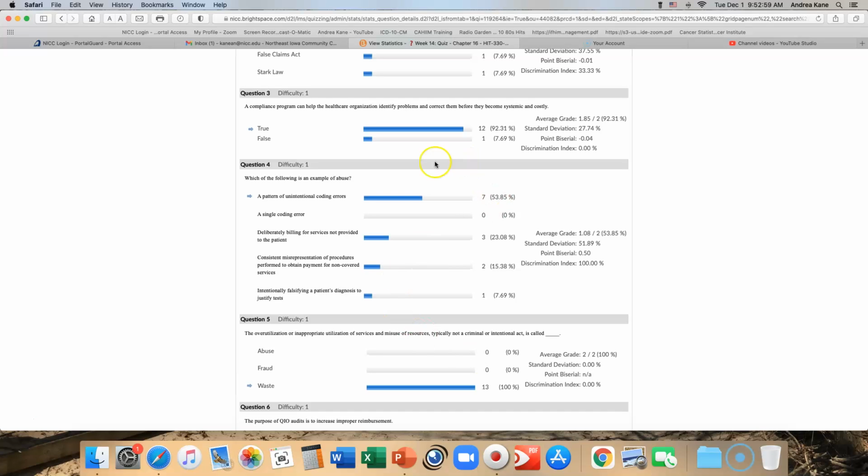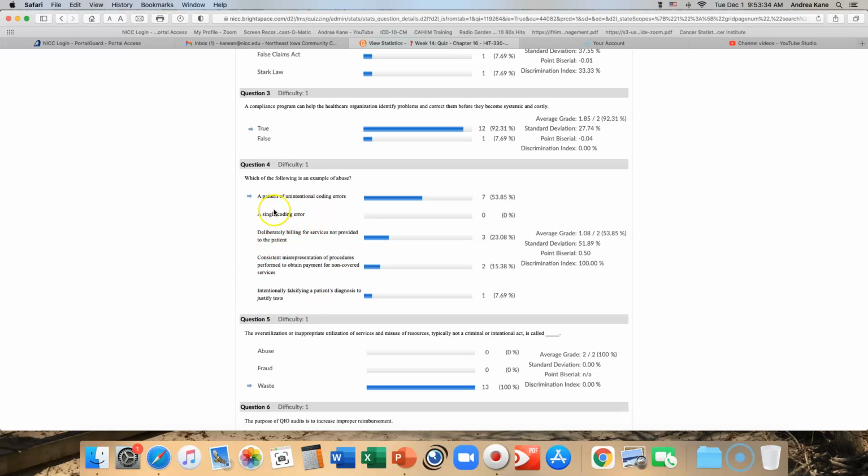The first one I noticed that we seem to struggle on is number 4, which is an example of abuse. It is unintentional. Remember, abuse is unintentional. If it's a single coding error, it's not considered abuse. If it's a one-off, it's not abuse. If you deliberately did something, that's fraud. Again, if you deliberately do something, consistent misrepresentation, that is fraud.